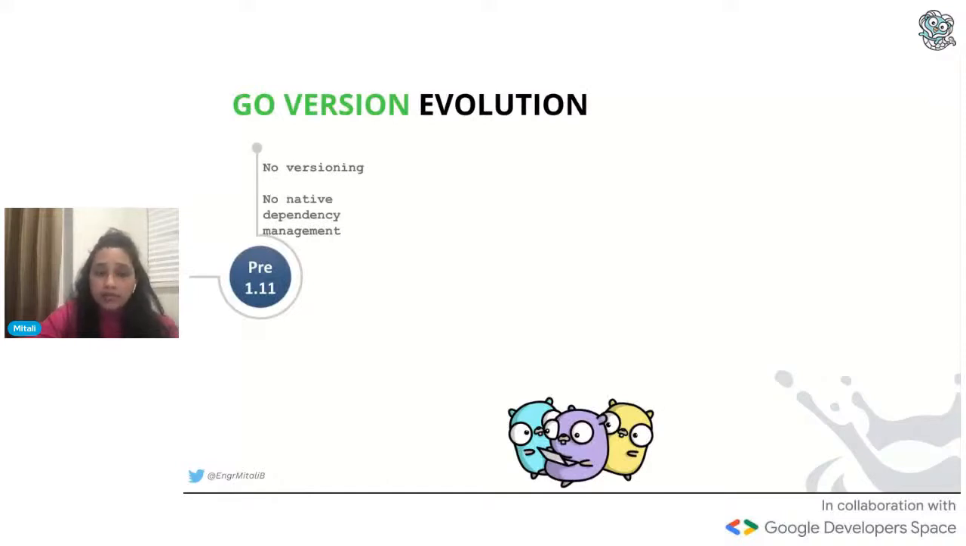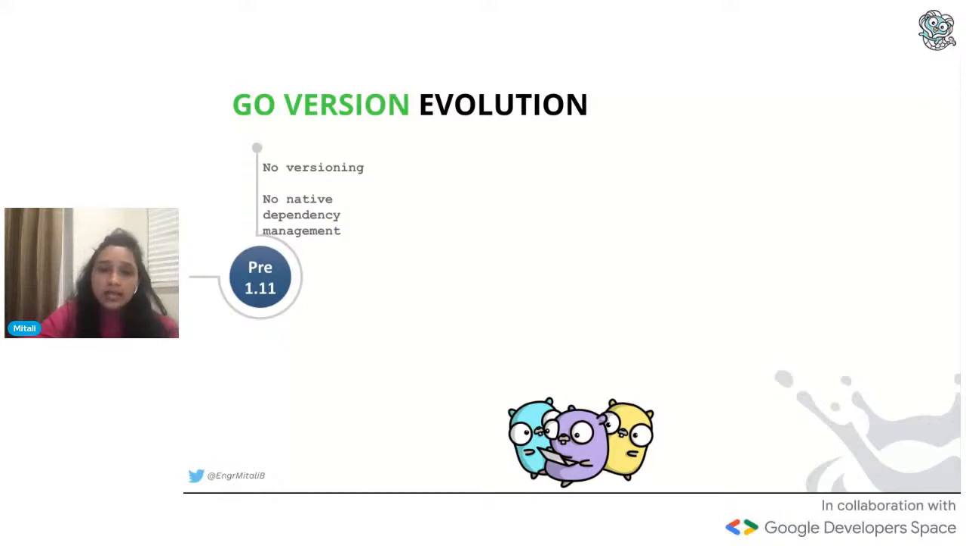I'm not sure how many of you have worked on Go version 1.11 and before, but there was no versioning system. That means Go tooling was not aware of how to get a particular Git tag. Whenever we do go get, it actually gets from the master. We cannot give a particular Git tag or version that we want to get. And obviously, though there was no native dependency management system, there was not any formal dependency management.